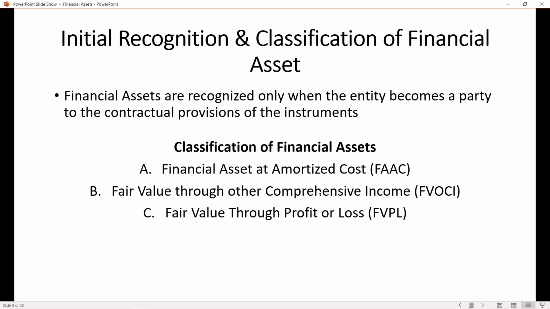If the sole purpose of the financial asset is to trade, or it is held for trading, you need to classify it under fair value through profit or loss, or you need to measure it under fair value through profit or loss. We will identify later on why it is important to segregate or identify their classifications, because there are different accounting treatments based on this classification.